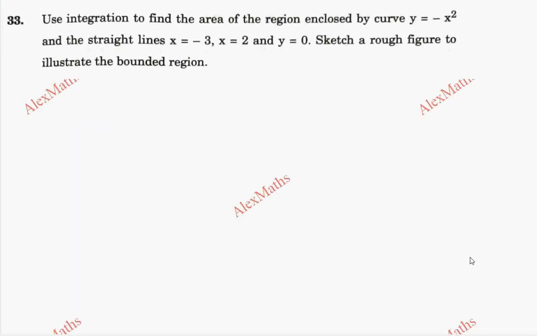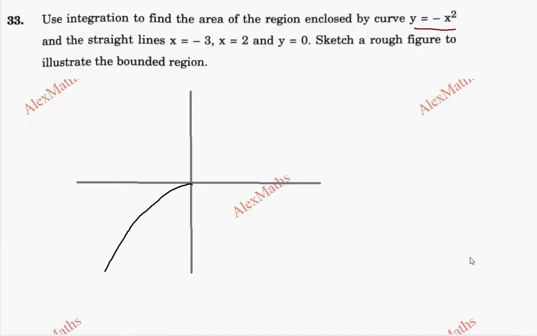Next, question number 33. You have to use integration to find the area of the region enclosed by the curve. This is the parabola which is a downward parabola. So we take the x-axis and y-axis, and we draw the parabola which is downward like this. Then there's a straight line x equal to -3, which is actually at -3 we have a line like this, and x equal to 2. At x equal to 2 we have a line like this.